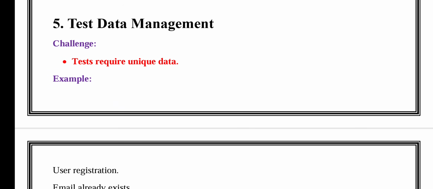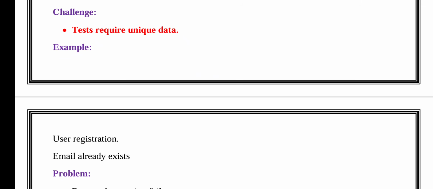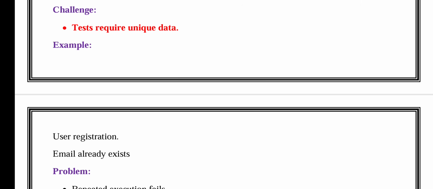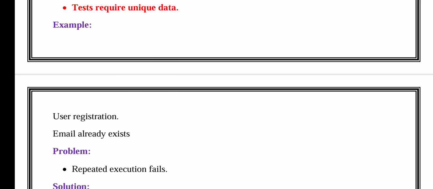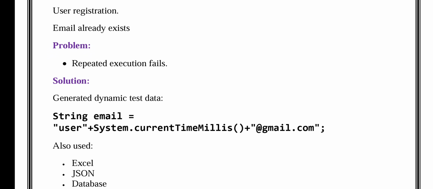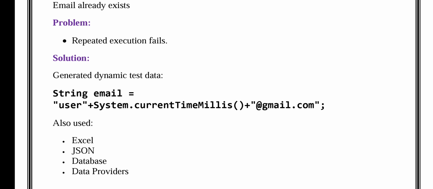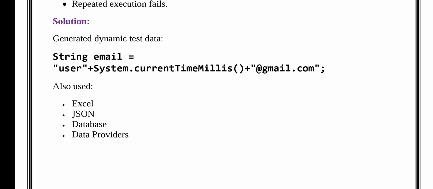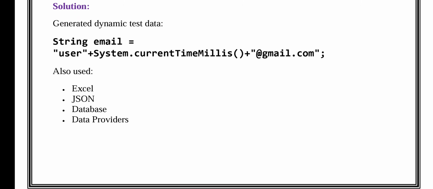The fifth challenge is handling or managing the test data. The challenge here is that tests require unique test data. For example, user registration. When we try to perform user registration, the app says email already exists. So the problem here is that repeated execution fails. To handle that, we have to generate dynamic unique test data.